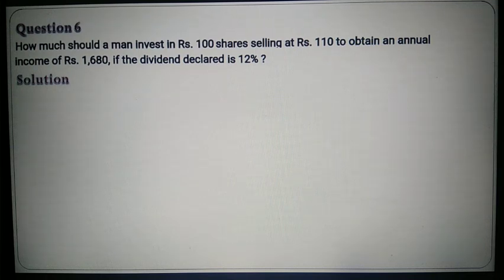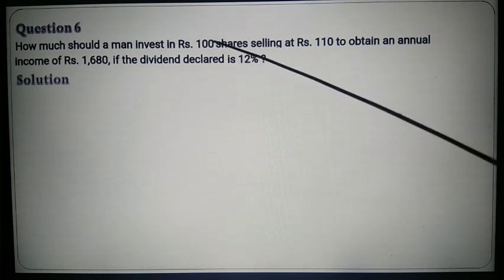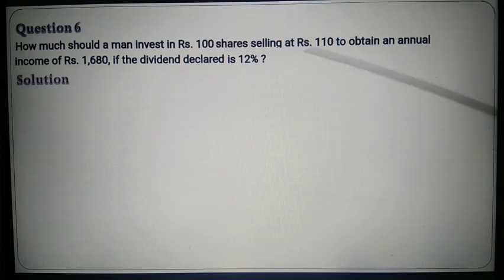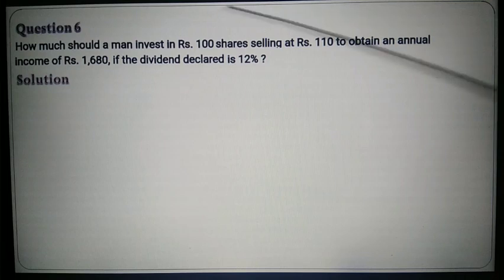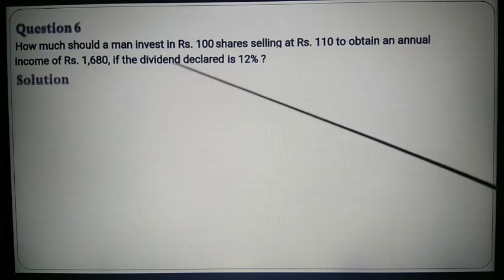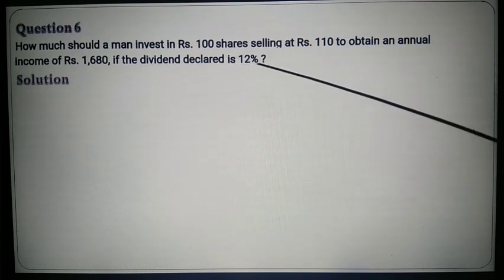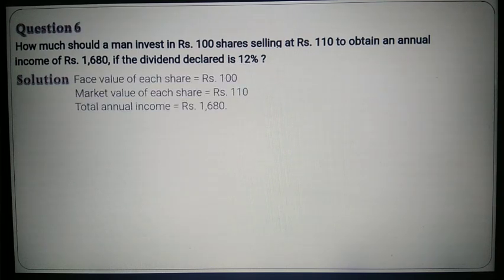Next question is, how much should a man invest in rupees 100 shares? So rupees 100 shares means 100 rupees is my nominal value, selling at this much. That means this is my market value, to obtain an annual income of this much. So this is my annual income, if the dividend declared is 12%. So the rate of dividend is given. Whatever is given, I have just noted down.